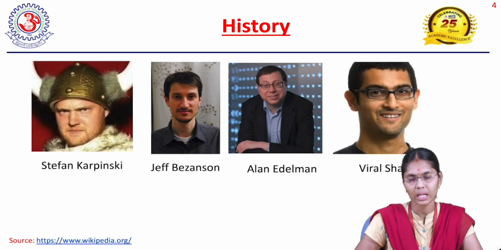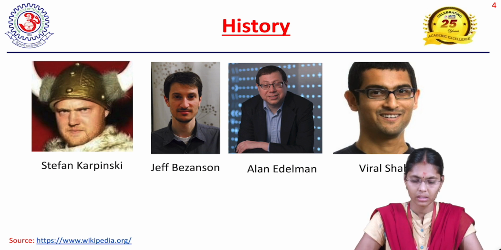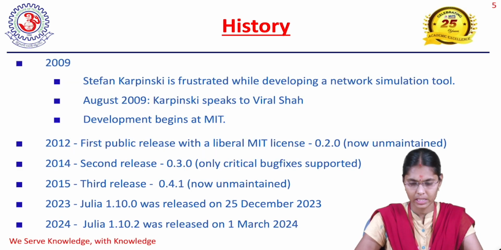These are the inventors of the Julia programming: Stephen, Jeff, Alan, Viral. These are the four members. Hope you remember, Viral Shah is the one who was behind our Aadhaar project at the earliest stage. And this is the history behind Julia programming. It started in the year 2009, and the official version came in 2012 with the MIT license of the US, and the recent version is 1.10.2, which was released on 1st March 2024.